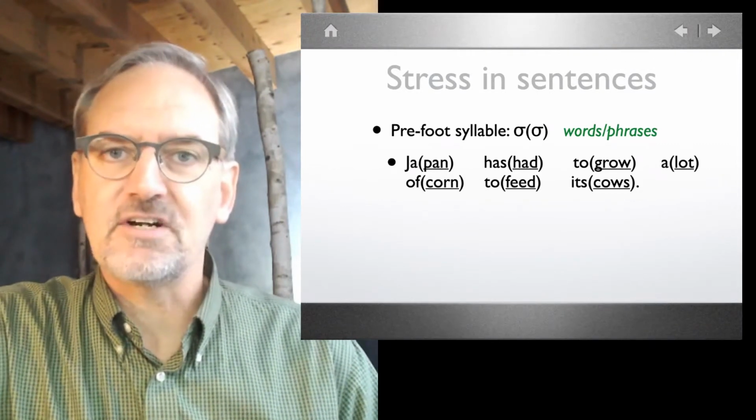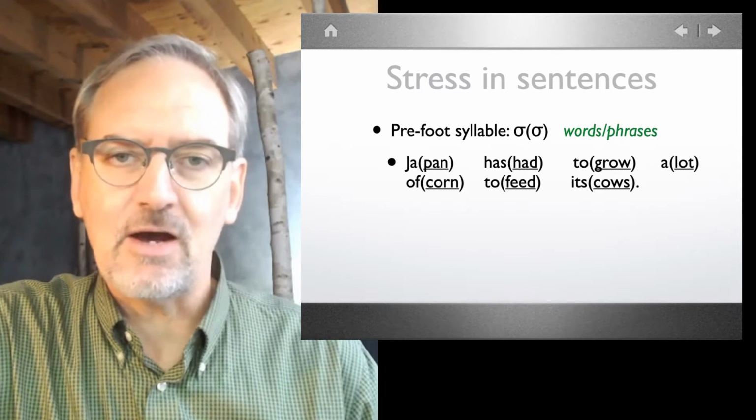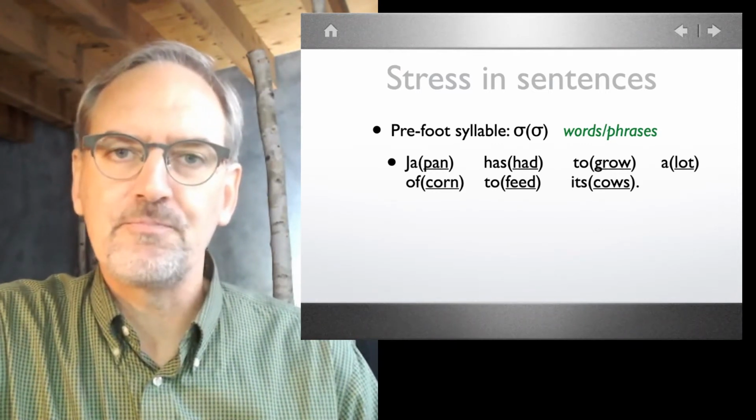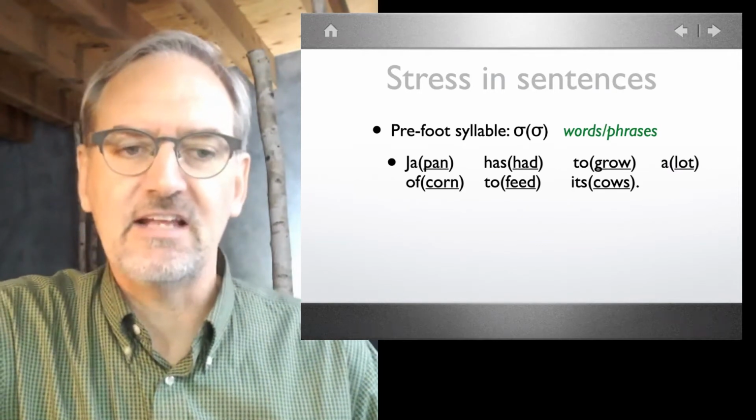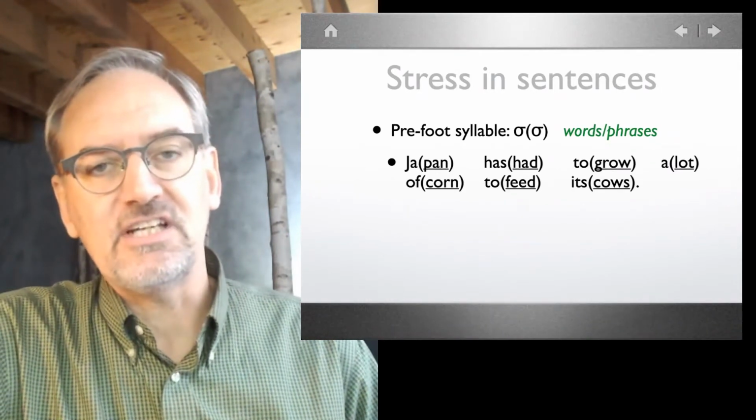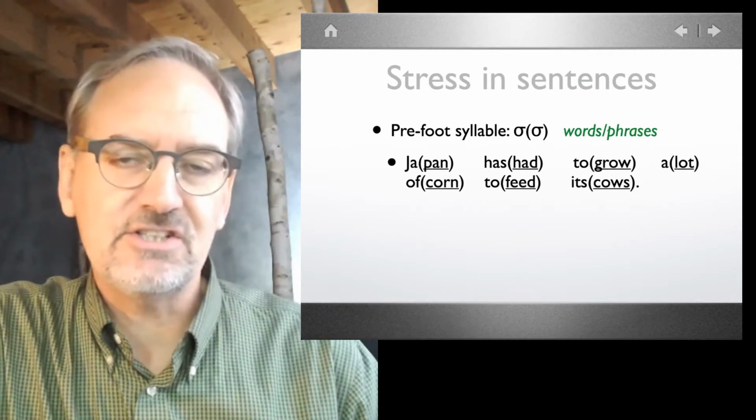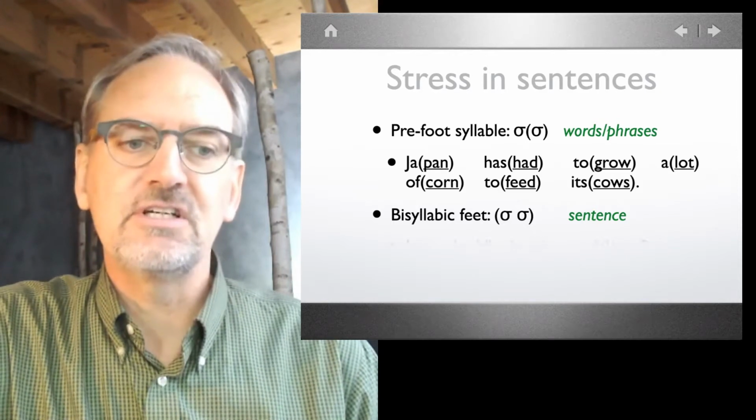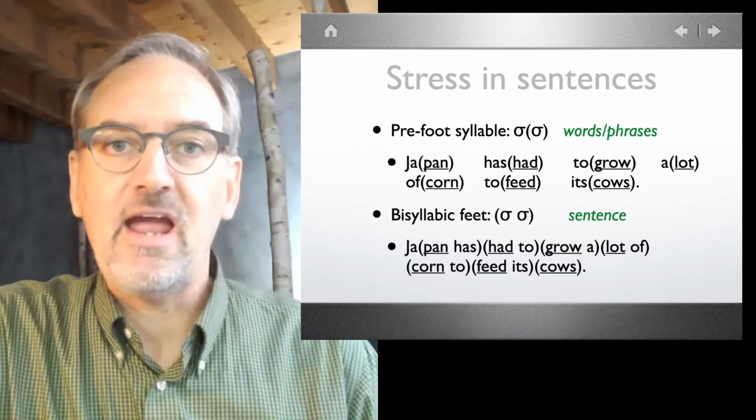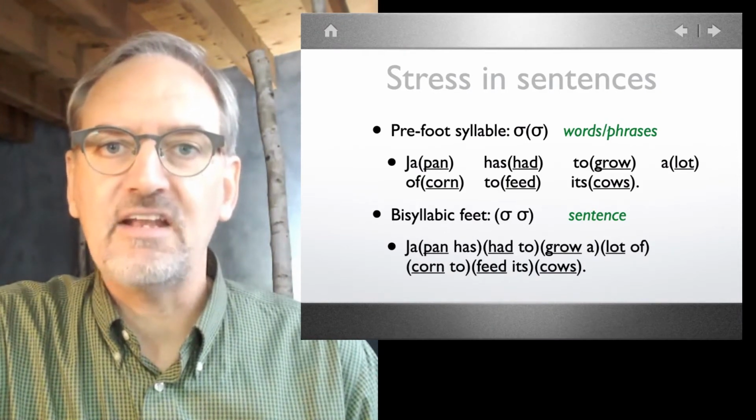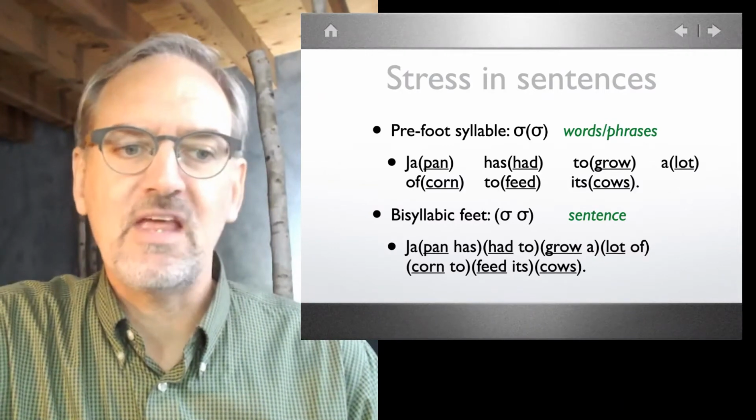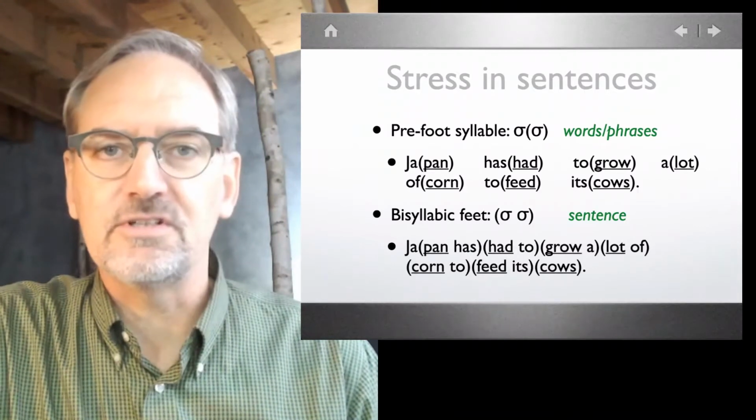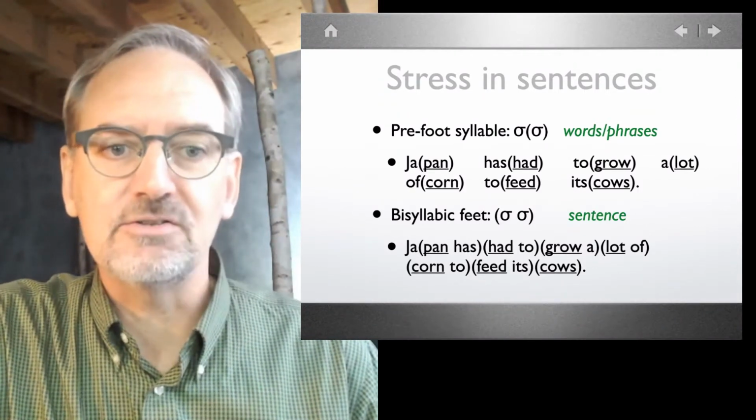When these phrases are combined together in a sentence, however, we don't pronounce them as separate, independent feet. We group them into phrases and a sentence, and that results in a slightly different organization of the syllables into feet. And in fact, what we pronounce is more like Japan has, where the pan has becomes a foot. Had to. Grow a lot of corn to feed its cows.